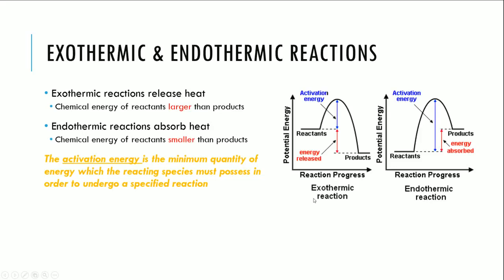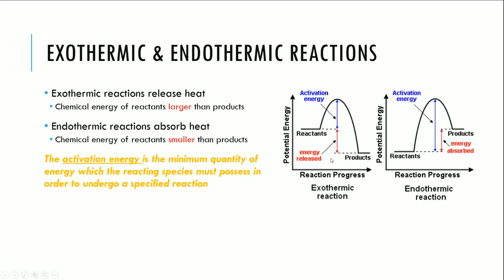So the main idea behind this topic is the difference between exothermic and endothermic reactions. Exothermic reactions are reactions that release heat. So that means the chemical energy of the reactants will actually be larger than the product. So overall, there's a decrease in energy because it's lost through heat. An endothermic reaction absorbs heat on the other hand, so you'll find that the chemical energy of reactants is smaller than the product. So overall, it has gained energy.